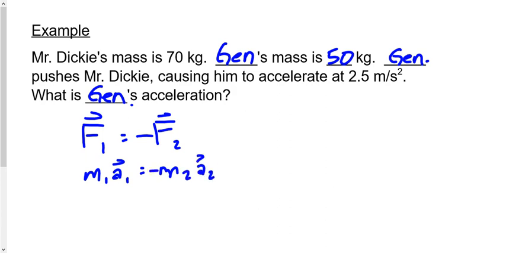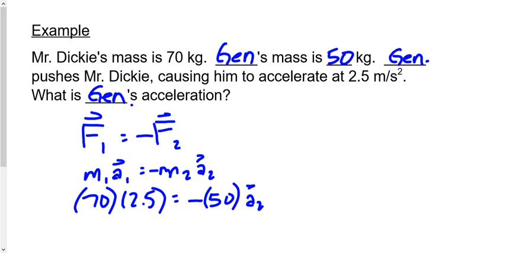We're going to say m1a1 is equal to negative m2a2, right? Force is equal to force, but opposite direction, hence the negative. My mass, 70, times my acceleration of 2.5 equals Jen's mass, 50, times Jen's acceleration, which we're trying to find here. 70 times 2.5 gives me 175. 175 divided by 50 would be 3.5, but it's negative.